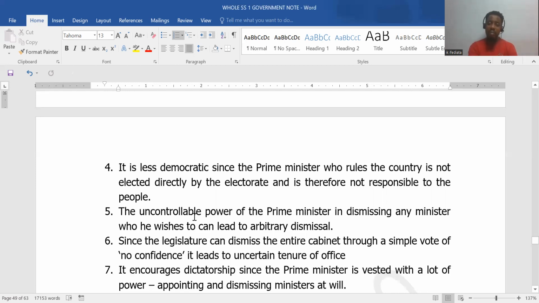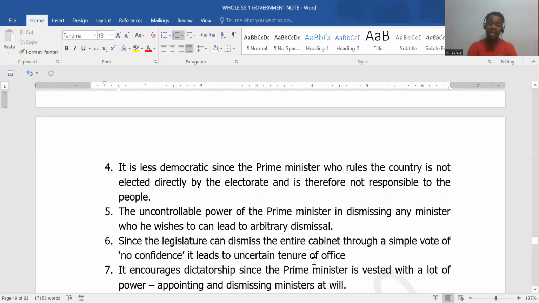The uncontrollable power of the prime minister in dismissing any minister who he or she wishes to can lead to arbitrary dismissal. So the prime minister can lay off his ministers here, and because the power to do so is not checked, it can lead to doing so arbitrarily. That means dismissing them at will, maybe without good reasons for doing so.